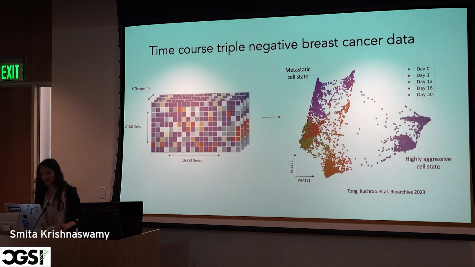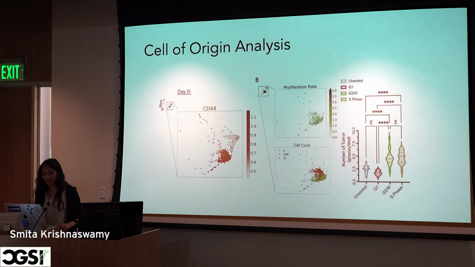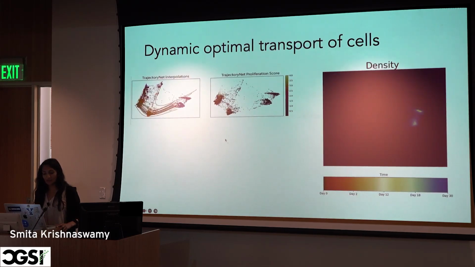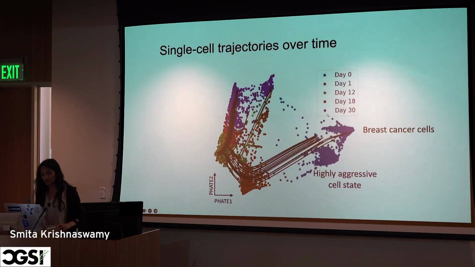And we have this 5-time course we're measuring. In this study, we applied our earlier iteration of this method called TrajectoryNet. And then we were able to trace back these cells that are highly proliferative at the end. Where do they come from? This is called cell of origin analysis. We're able to refine a signature for the cell of origin, which could be a stem cell signature for this particular kind of cancer. We can also tell how the gene dynamics are different between these two types of end states.